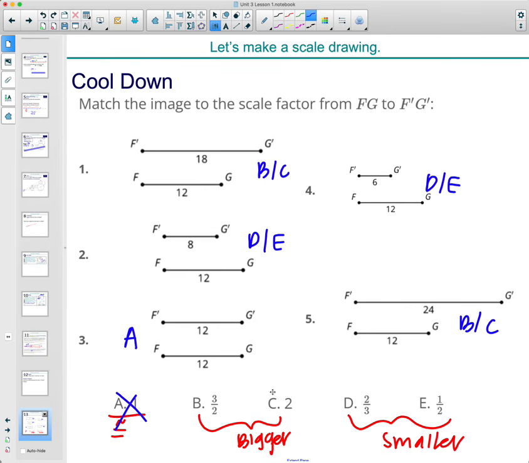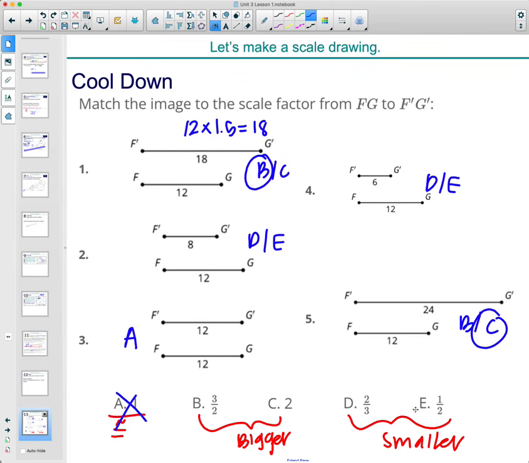So we say for C it's double. So we would take the original and double it. That's not happening in number 1, so number 1 must be B. This one, 12 times 2 is 24, so that's C. Doubled it, so this one must be 3/2. Again, you can do it in your calculator. 12 times 1.5 will give you 18.